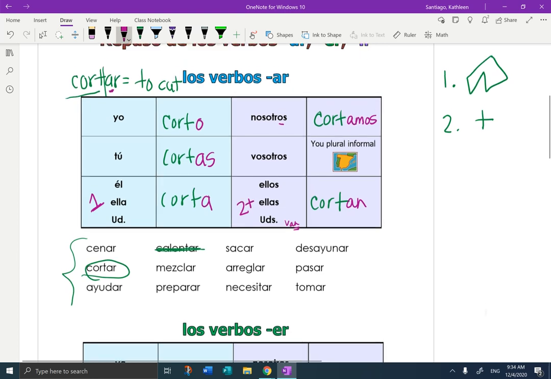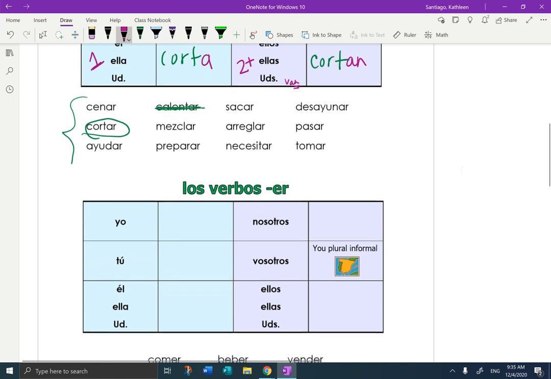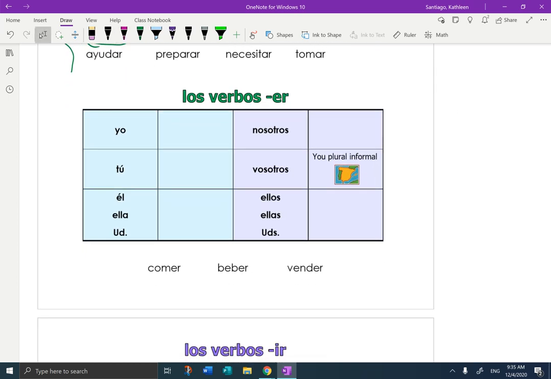Okay, let's go down to the ER verbs. Again, a simple chop and add. We only have 3 verbs listed, comer, beber, and vender. To eat, to drink, and to sell. Let's take to drink. We're going to do beber. So I'm going to take beber and write it at the top of the chart. Beber equals to drink, define it.